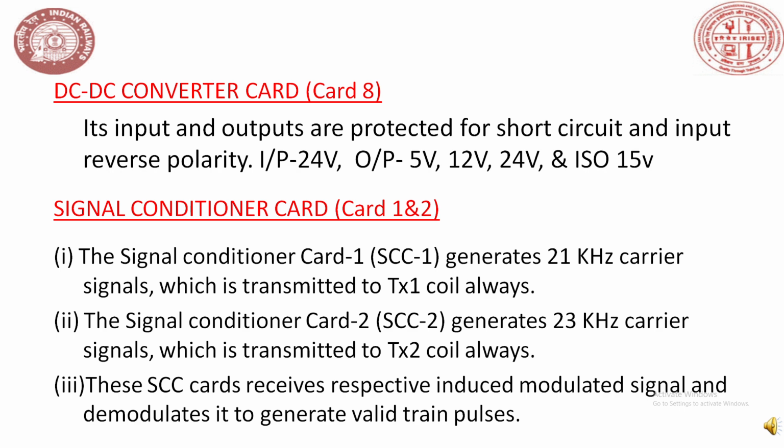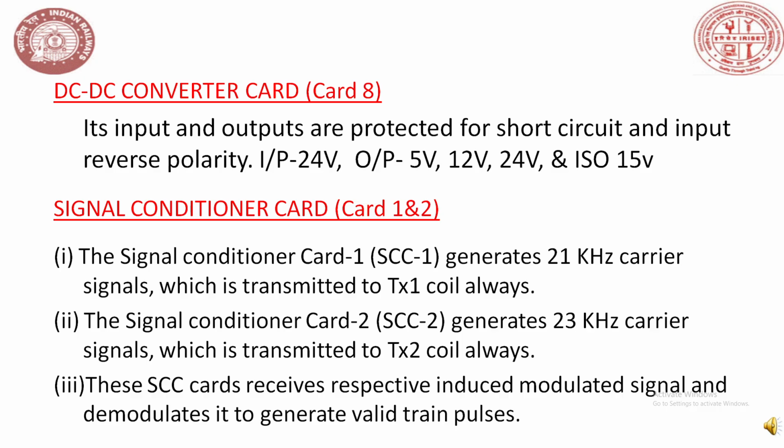Function of DC-DC converter card, that is card number 8. Its inputs and outputs are protected for short circuit and input reverse polarity. Input is 24 volt DC, outputs are 5 volt DC, 12 volt DC, 24 volt DC and isolated ground 15 volt. Signal conditioner card, that is card number 1 and 2.